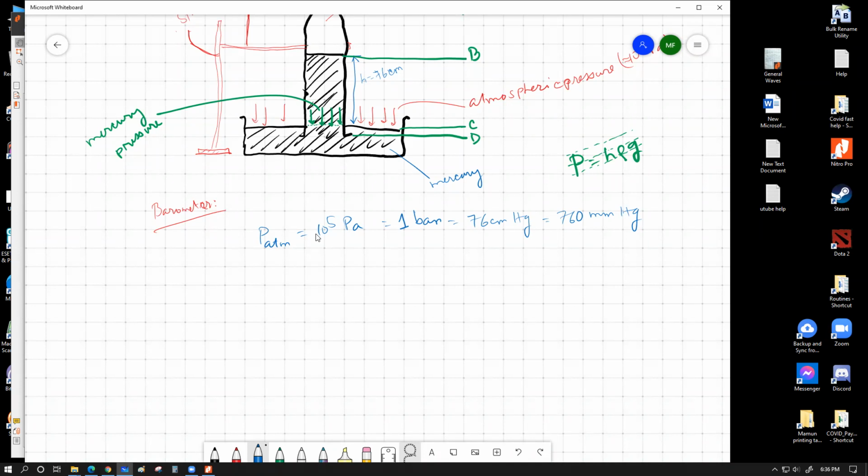Write this whole line: P atmosphere equals 10 to the power 5 Pascal equals 1 bar equals 76 centimeter Hg equals 760 millimeter Hg.